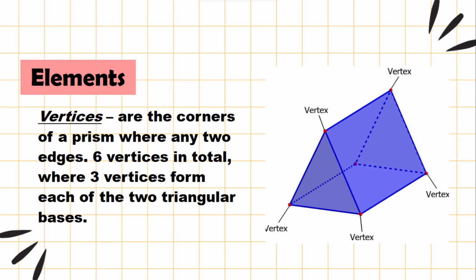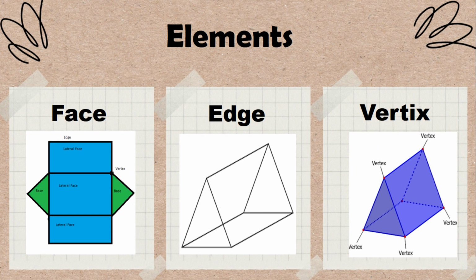And the last element is vertex. Vertices are the corners of a prism where any 2 edges meet. In a triangular prism, there are 6 vertices in total, where 3 vertices form each of the 2 triangular bases. So those are the elements of a triangular prism. Since we're done defining the triangular prism and its elements, let's now proceed to enumerating its properties.